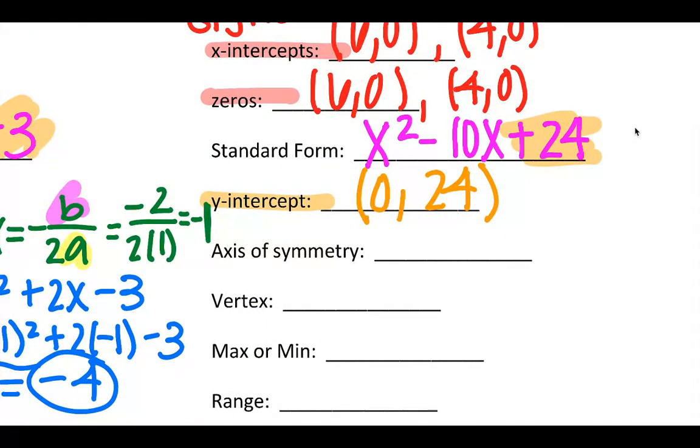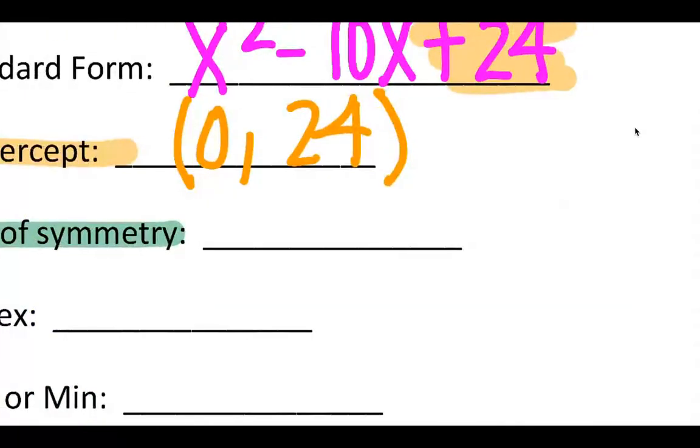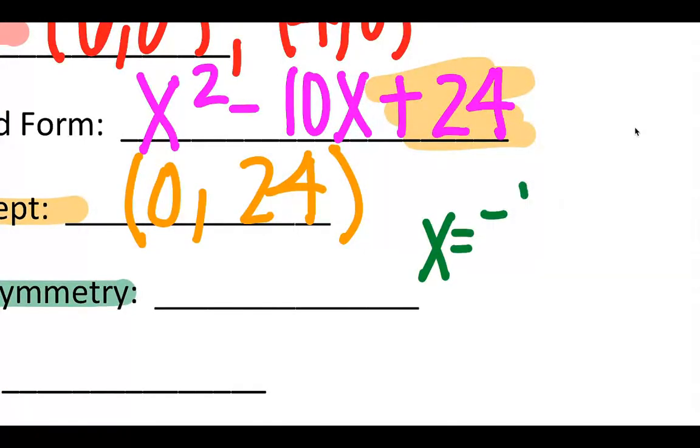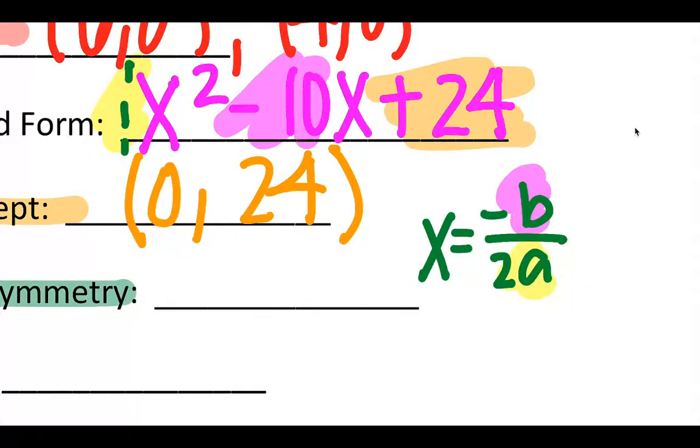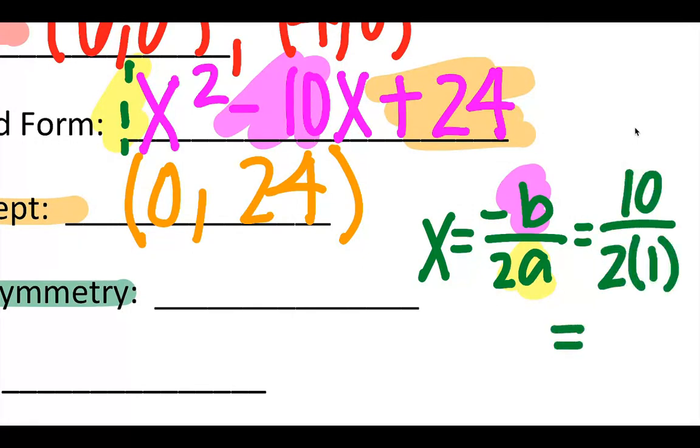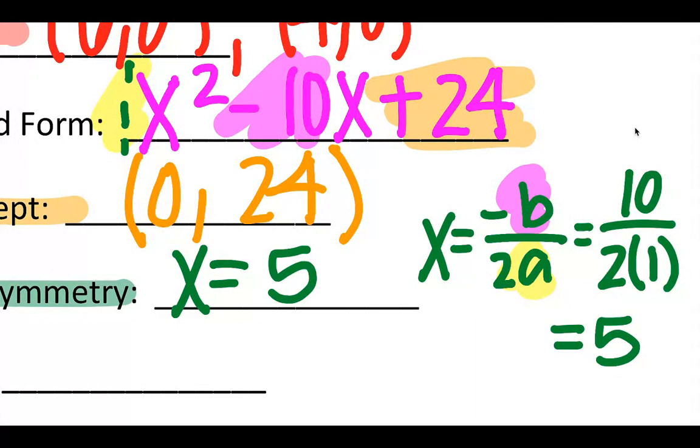Axis of symmetry, I've got to use the -b over 2a formula. So x equals -b over 2a. In our case, our a is that imaginary 1 there, and our b is -10. When I plug this in, if I plug a -10 in, negative times a negative gives me a positive over 2 times 1. So really it's 10 divided by 2, which is 5. So axis of symmetry is x equals 5.